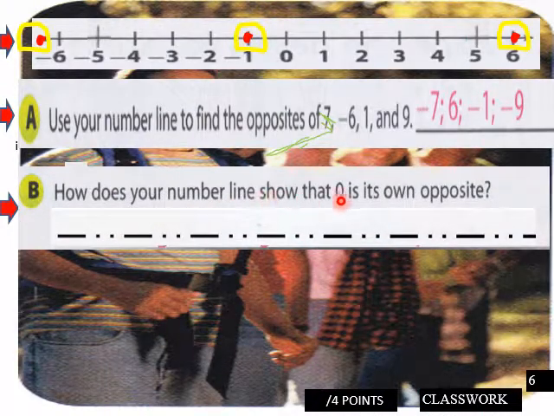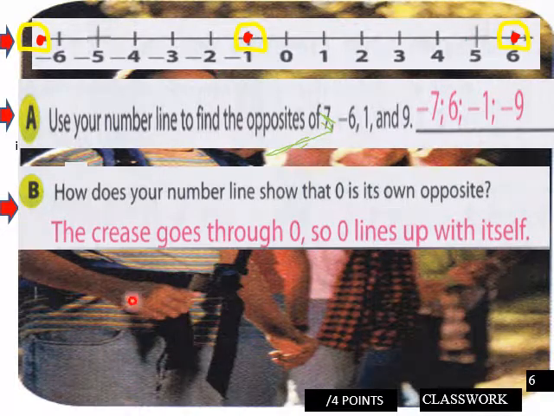How does your number line show that 0 is its own opposite? How would you show it on the number line? Well, where would you go to plot the opposite of 0? You'd have to stay right here. So this would be 0, and then put 2 dots at 0. That'd be one way to do it. The crease goes through 0, so 0 lines up with itself. The way that they do that is they fold this number line in half, and then that will be its opposites. That's one technique. Or you could just mentally say 0 is its own opposite.